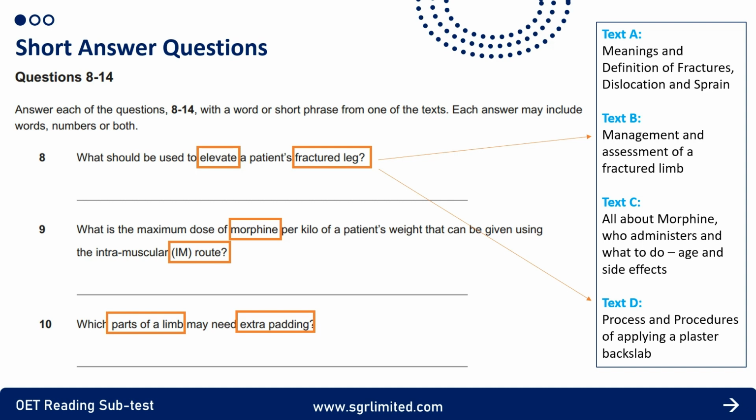For question number 9, this is slightly easier as the word morphine is already given. Hence, we need to go to text C to find our answer. We do the same for the remaining questions.